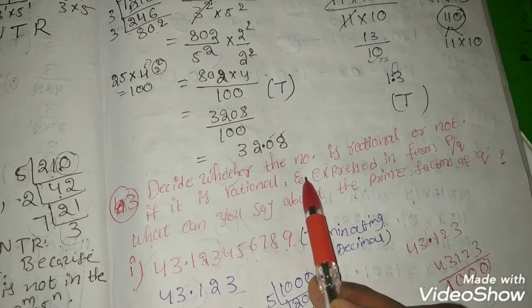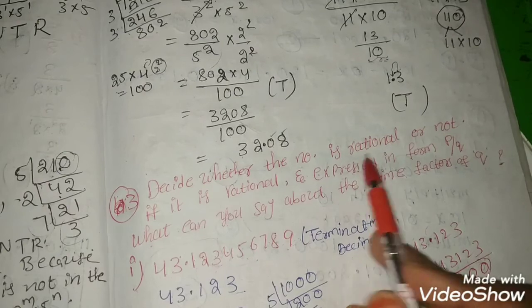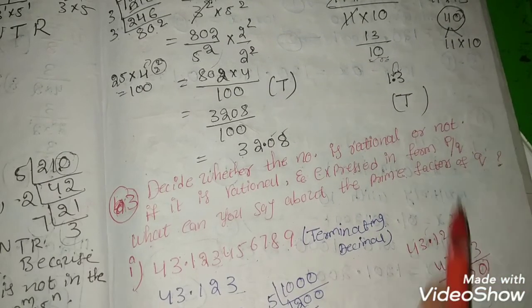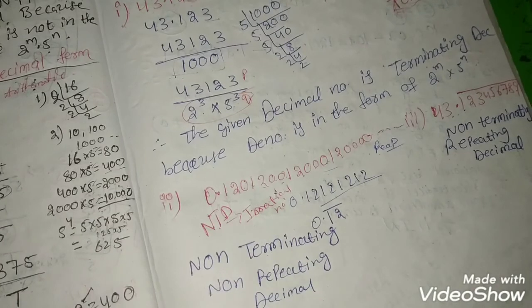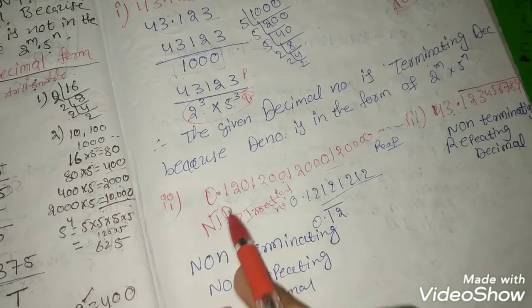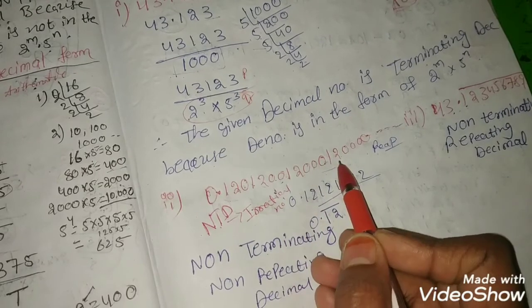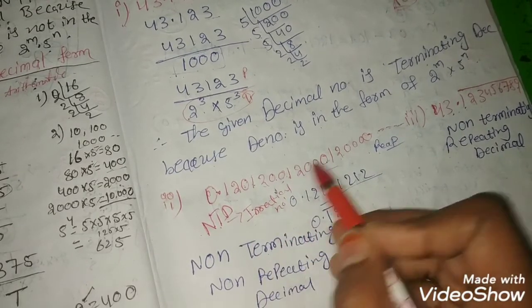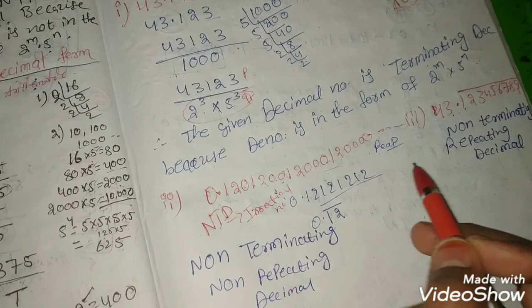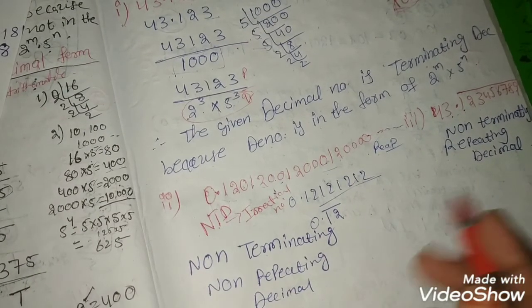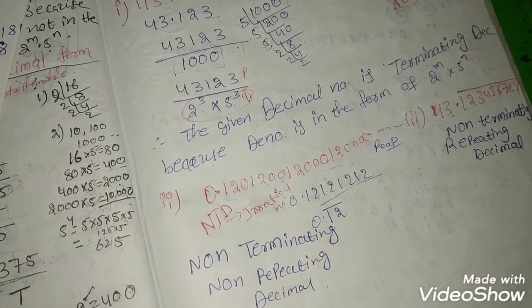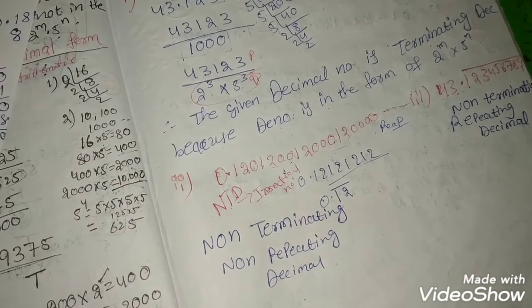Why? In that question they asked, if it is a rational number, you have to express it in the form of p by q. See here, this is an irrational number. Why should we express it in the form of p by q? There is no need, because this is a non-terminating decimal. Already we know that non-terminating decimals have two types, repeating and non-repeating. This is a non-repeating decimal because there is no repeating form after the point. You can simply write: this is a non-terminating and non-repeating decimal, and it is an irrational number. You can write the conclusion simply.